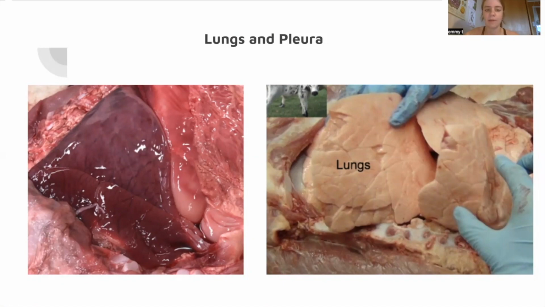And lastly, the pleura is the membrane lining of the thoracic cavity. The visceral pleura is closest to the lung, while the parietal pleura is closest to the thoracic cage, which creates an intrapleural space between the layers, which is a serous fluid-filled space.